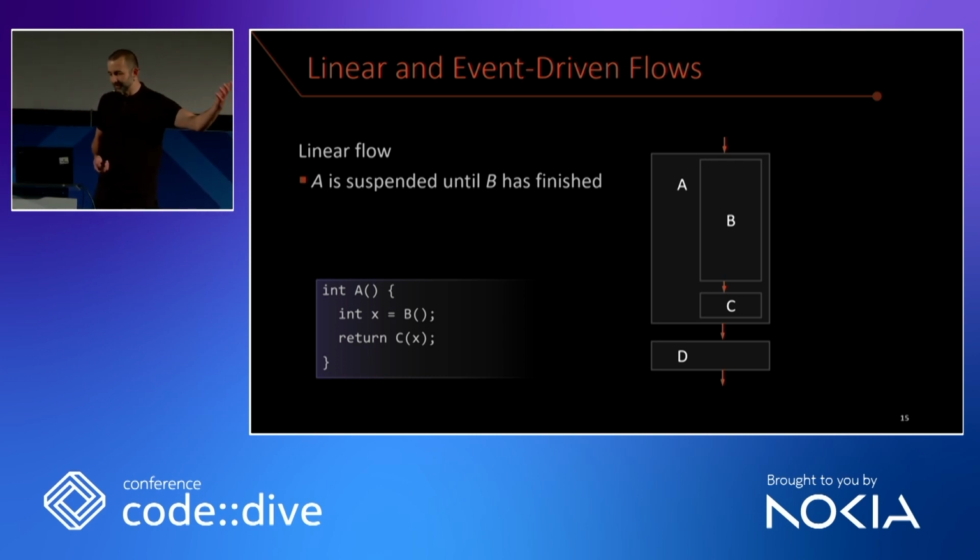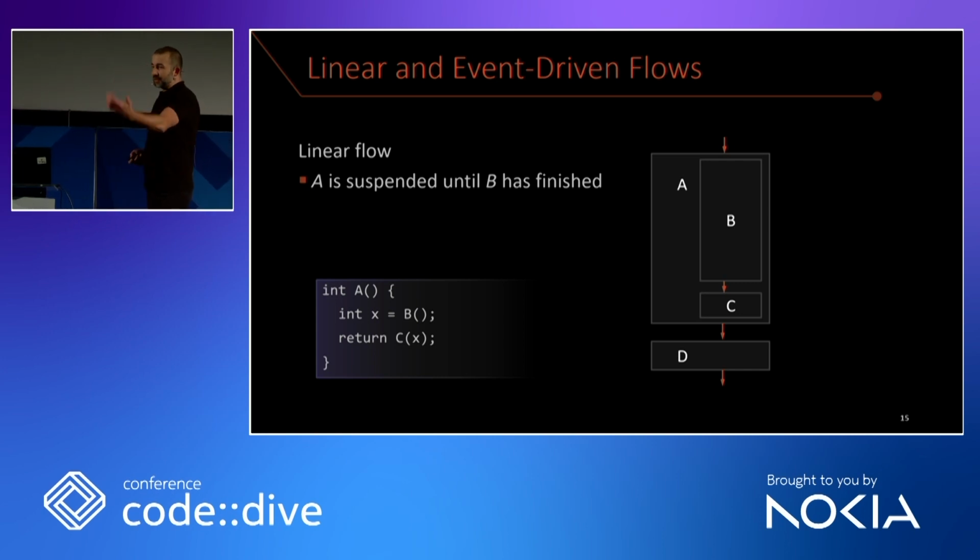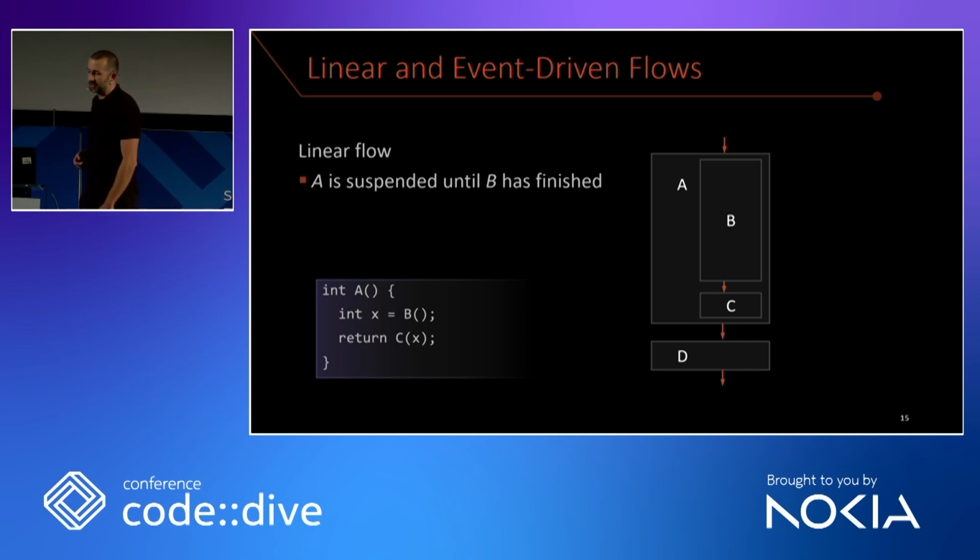Operation A needs to invoke some operation B. It calls B and is blocked. Everything is blocked until B is finished. And then we can move on to executing another operation. This is how synchronous operations work.